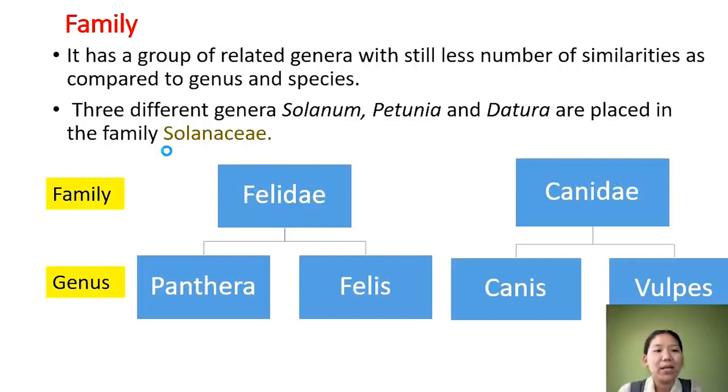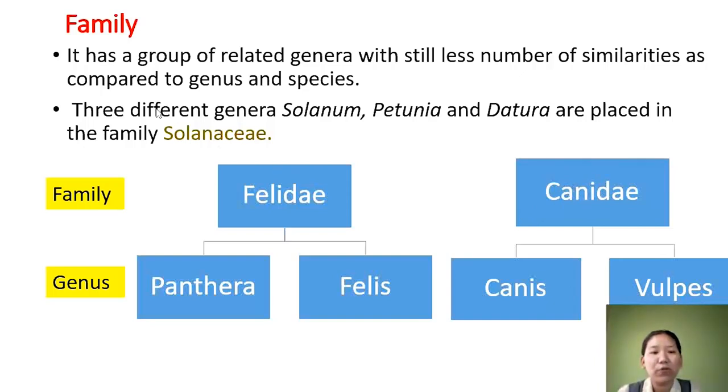Next, family. A family consists of a group of related genera. Genera having similar properties or characters, with fewer similarities compared to genus and species, but still there are similarities, are kept under the same family. For example, the family Felidae consists of related genera like Panthera and Felis. Panthera and Felis are different genera, but at the level of family, they are put under the same category, that is Felidae. Are you getting it? Likewise, Canidae: Canis, dogs, and then fox. They are different genera, but under family they come into the same category.